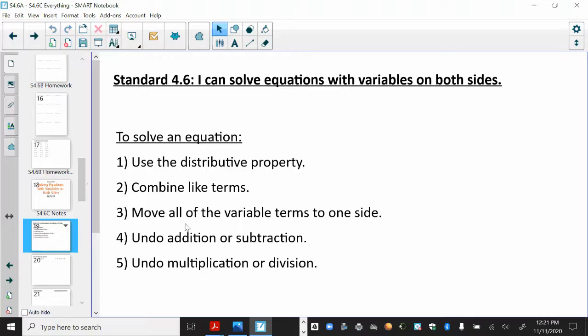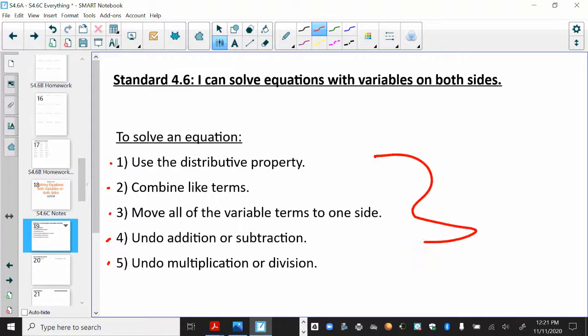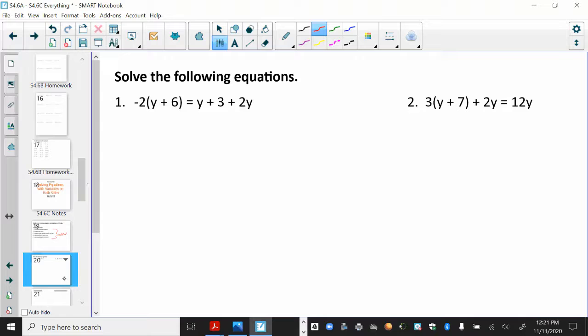1, use the distributive property. 2, we're going to combine like terms. 3, we're going to move all the variable terms to one side. 4, we're going to do addition and subtraction. And lastly, we're going to do multiplication or division. You got to show all of these. Show. All right. So, question 1.